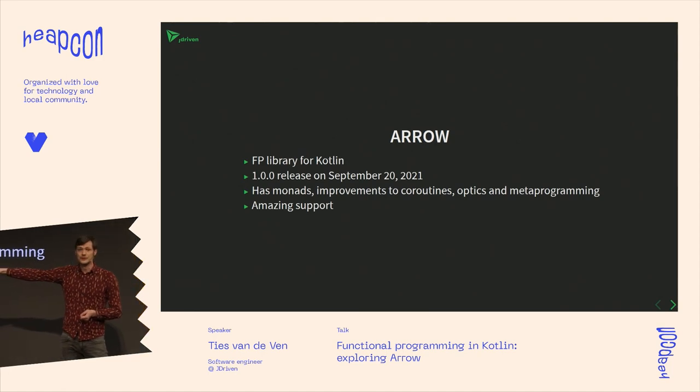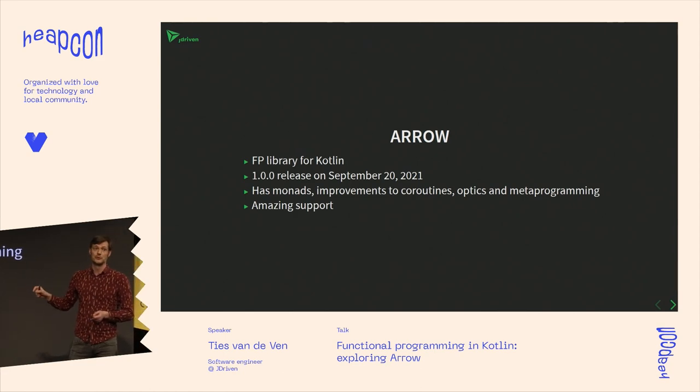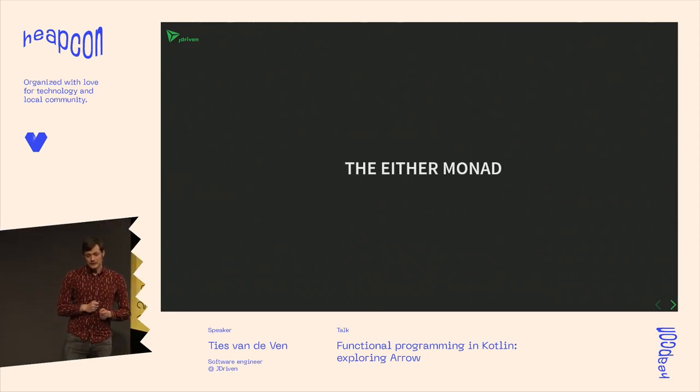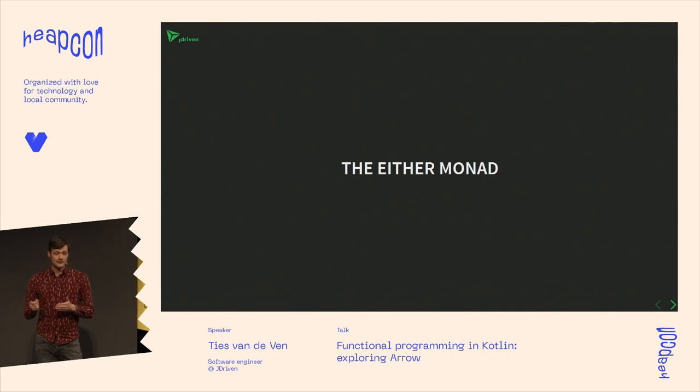And at some point, it also included amazing support, because they're incredibly active on their official Kotlin Slack channel. If you have a question, it's usually answered within minutes. So very, very passionate people behind this. So what's in Arrow? Well, one of the things is the Either monad.